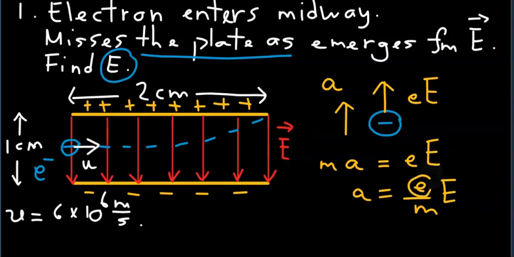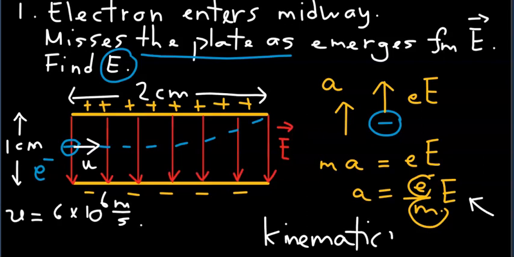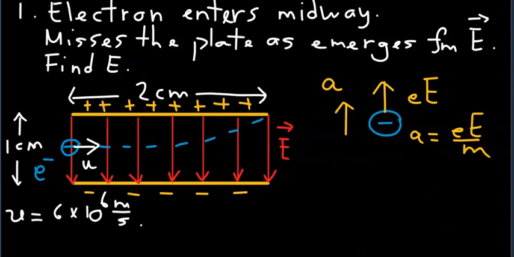This is the charge of the electron, and this is the mass of the electron. As you can see, the acceleration is a constant, so we should be able to use the principles of kinematics to solve for the magnitude of E. First note that the force acting on this electron is purely along the upward direction, so there is no acceleration along the horizontal direction. Let's take the horizontal direction to be the x-axis and the vertical direction to be the y-axis.